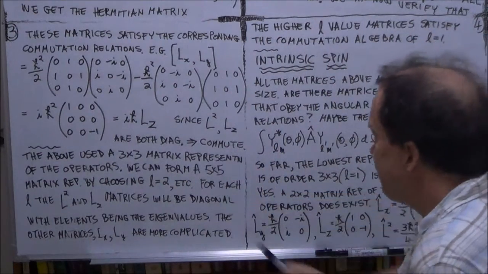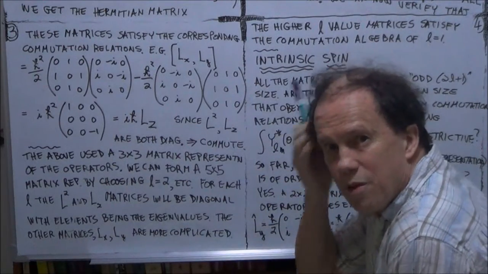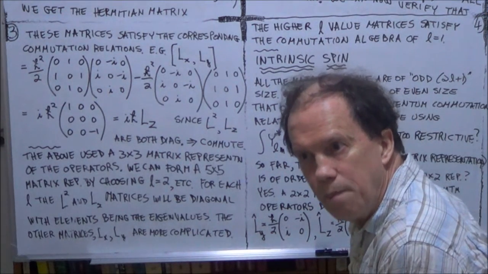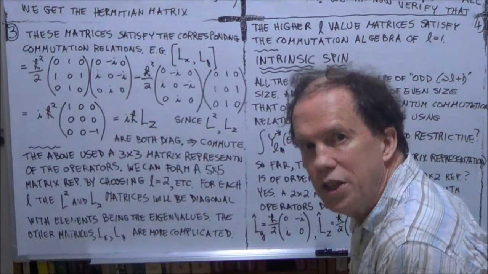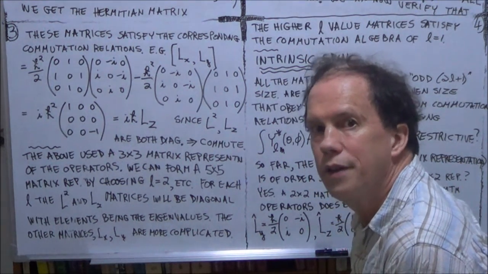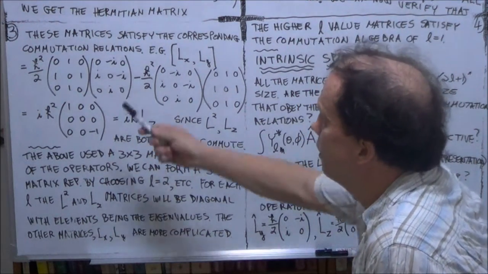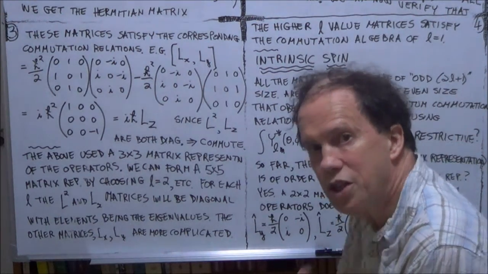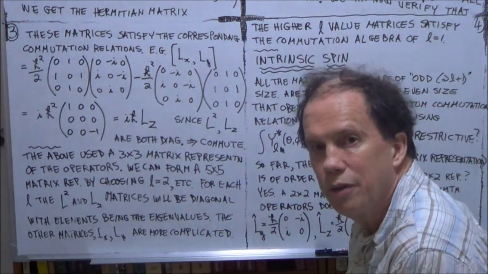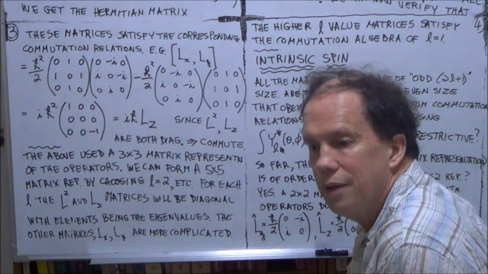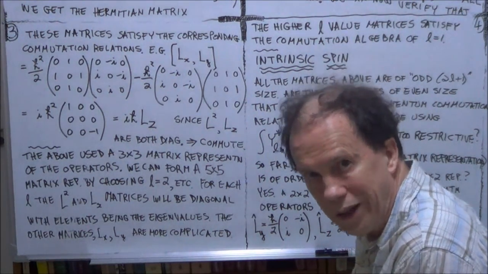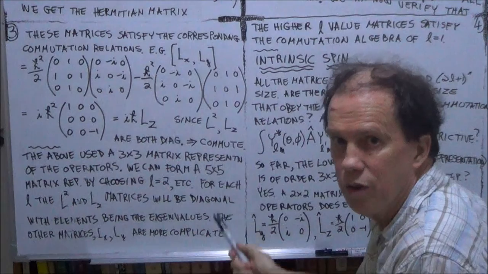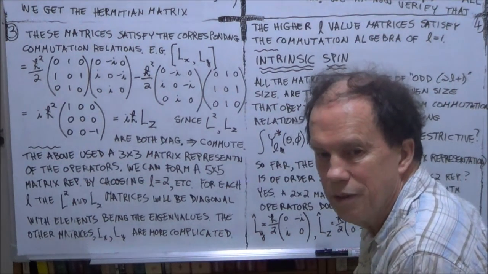So in the previous session we found matrix representations of Lx hat and Ly hat, and here we show that those matrices obey the same kind of commutation relations, have the same kind of commutator result as the operators directly. And here's the proof. It's fairly straightforward, it basically just boils down to matrix multiplication.